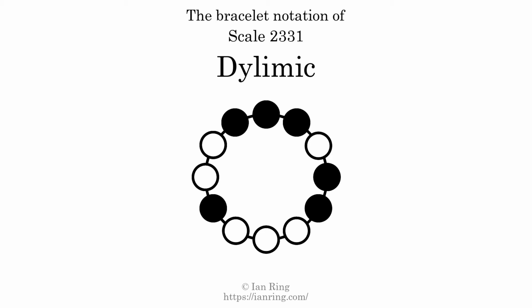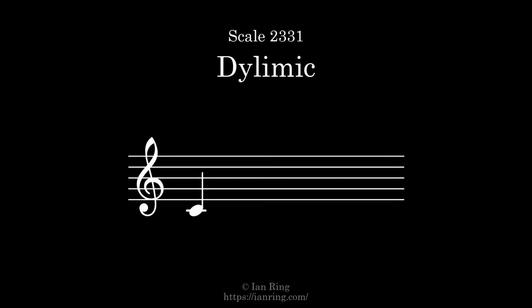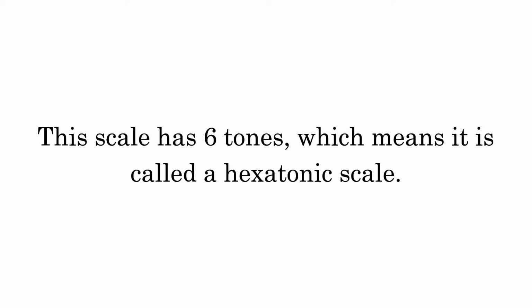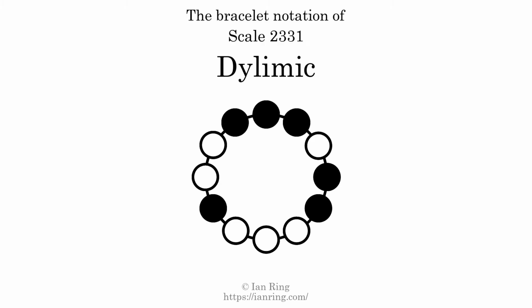2331, Dylimic, which sounds like this. This scale has 6 tones, which means it is called a hexatonic scale. This is a bracelet notation diagram of scale 2331. The shaded circles represent tones that appear in the scale, and they are read clockwise, starting at the top.